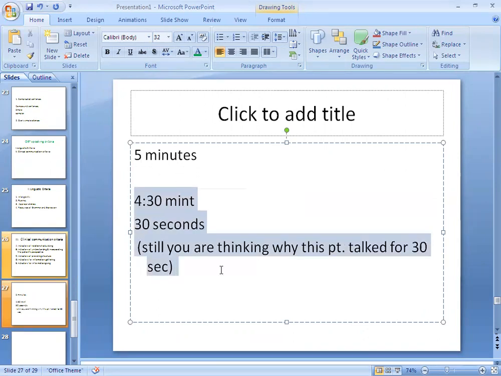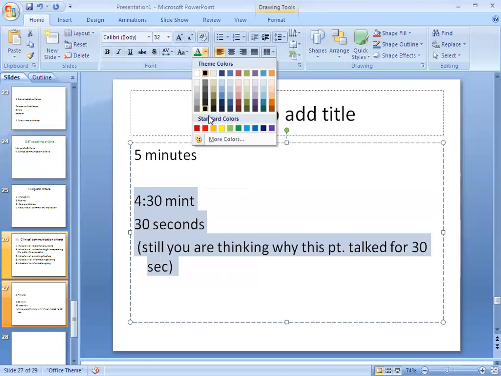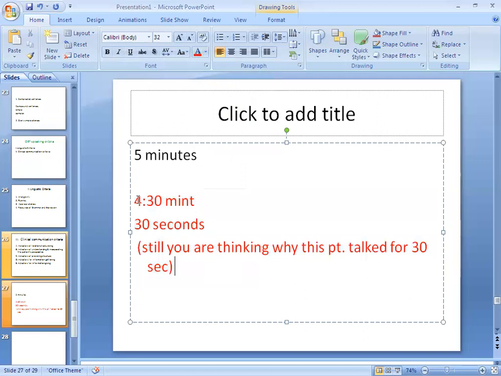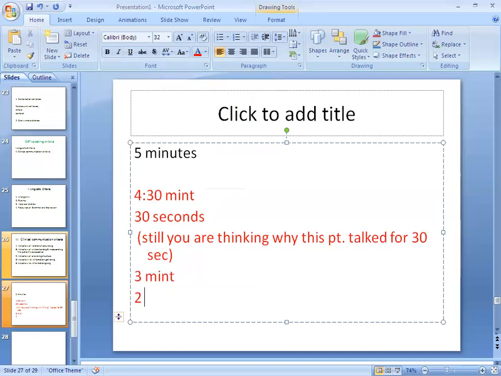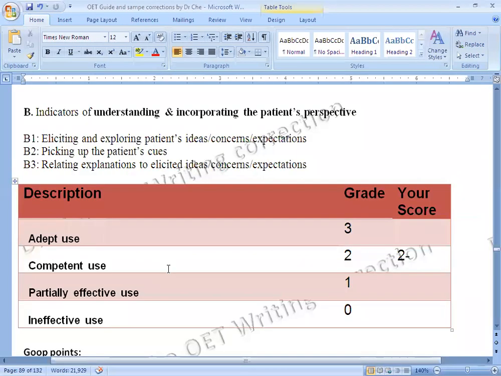So is this an interactive conversation or not? This is not an interactive conversation because the doctor or the nurse is talking a lot, and the patient is only saying yes, no, yes, no, I don't know. So this is not good. At least the doctor or nurse should talk for almost 3 minutes and the patient should talk for almost 2 minutes. It means we should incorporate the patient in our conversation.